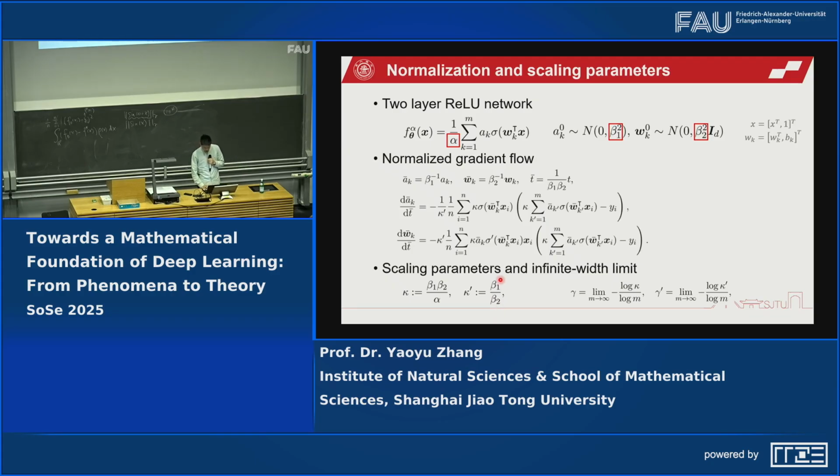Okay, but since we take the infinite width limit, what is important is not the value of kappa, but how kappa changes as the width goes to infinity. Therefore, the key is to extract this power law exponent gamma, where we take log kappa divided by log m to extract the power law scaling coefficient. And then this gamma prime is also the scaling coefficient regarding kappa prime.